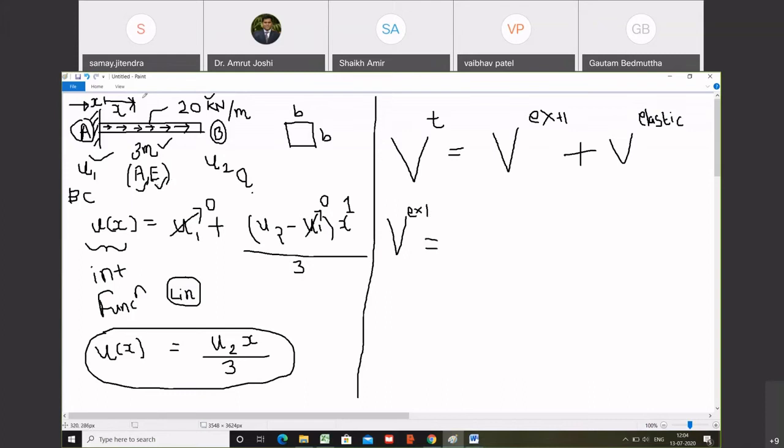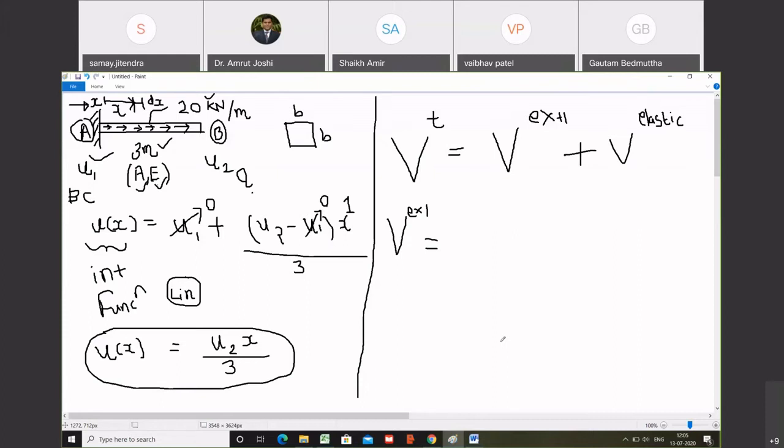At distance x, I am going to consider a small strip of length dx. How small is dx? dx is so small that over it u can be assumed to be constant. u is varying from 0 to u2, so dx is so small that the variation of u can be assumed to be negligible. Therefore every point on this dx is going to move by amount u. Do you agree with me?